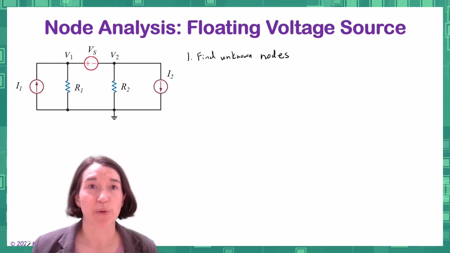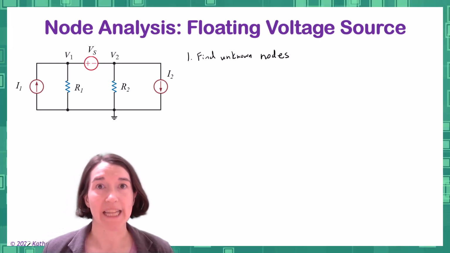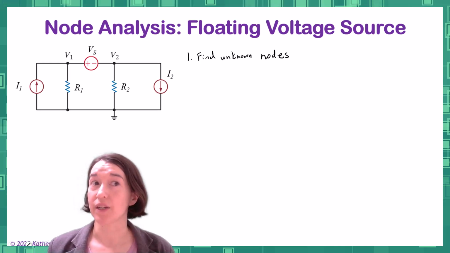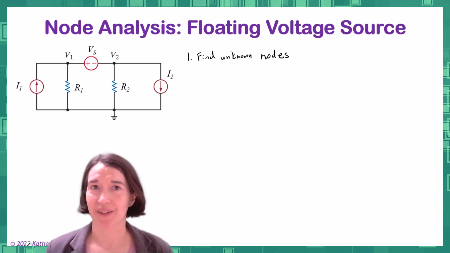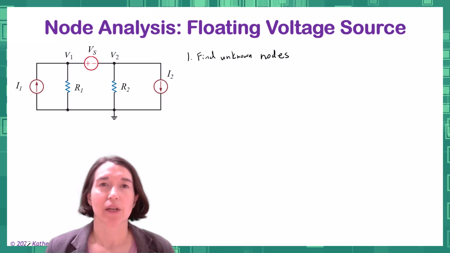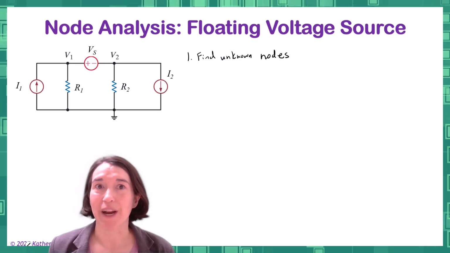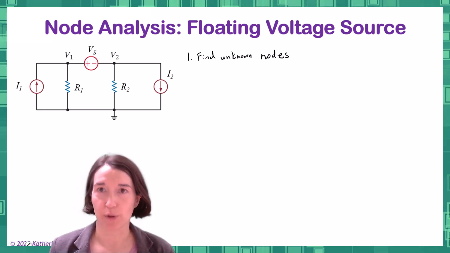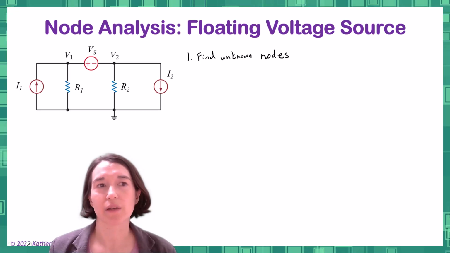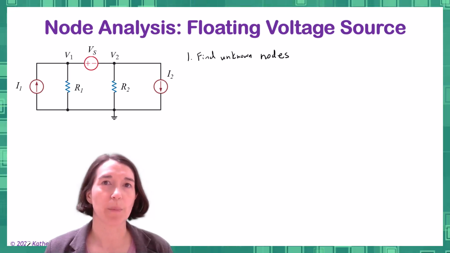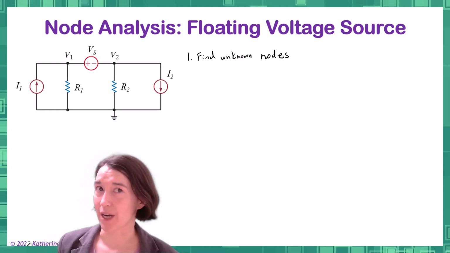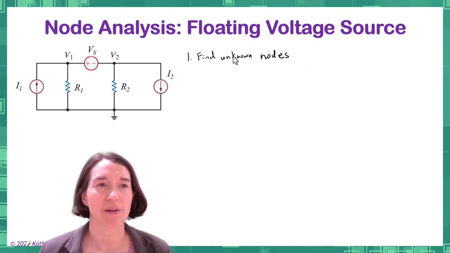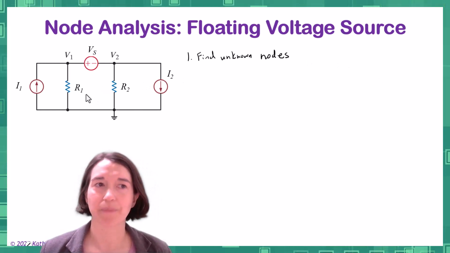So sometimes when we're doing node analysis, we may find that we have some difficulty in applying the rules, the steps that we talked about. Specifically, we're going to find a problem when we have a floating voltage source. We're going to walk through what problem arises and then how to overcome that. So here's our example circuit over here.